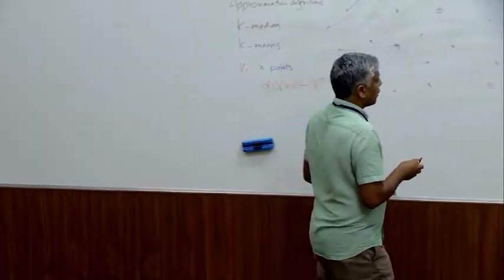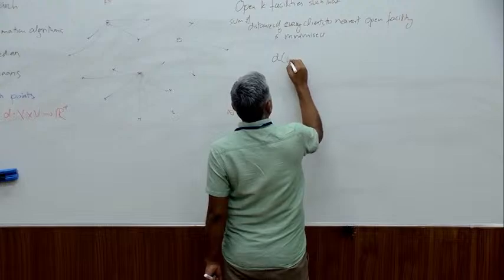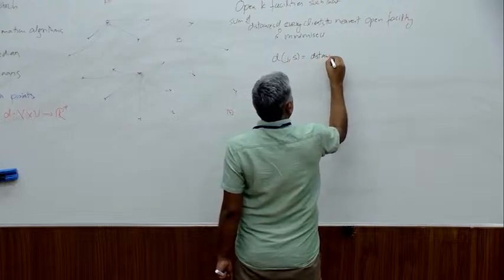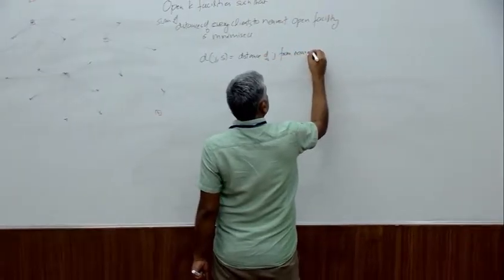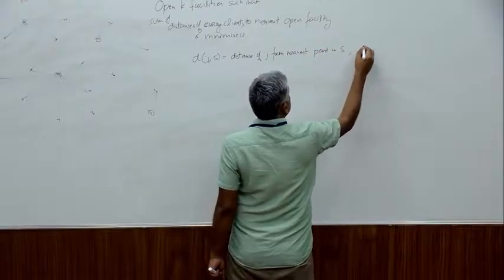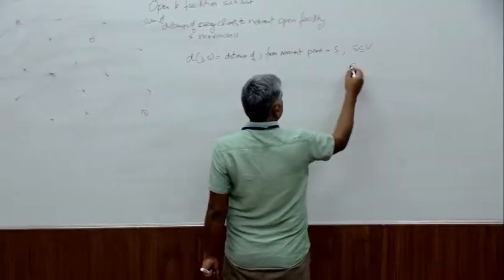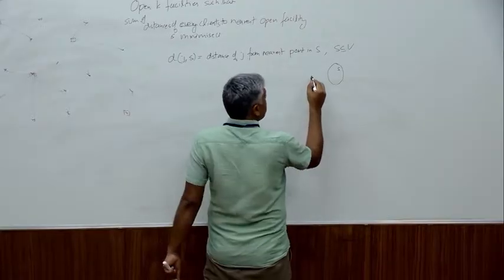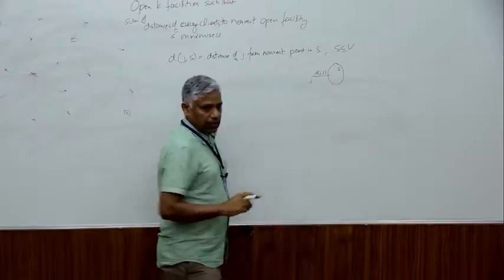So if I wanted to write it formally, I could define d(j, S) as the distance of j from the nearest point in S. What is S? S is a subset of V. That's fairly standard. So if I give you a set S and I take j, then d(j, S) is the distance of whichever point is closest.